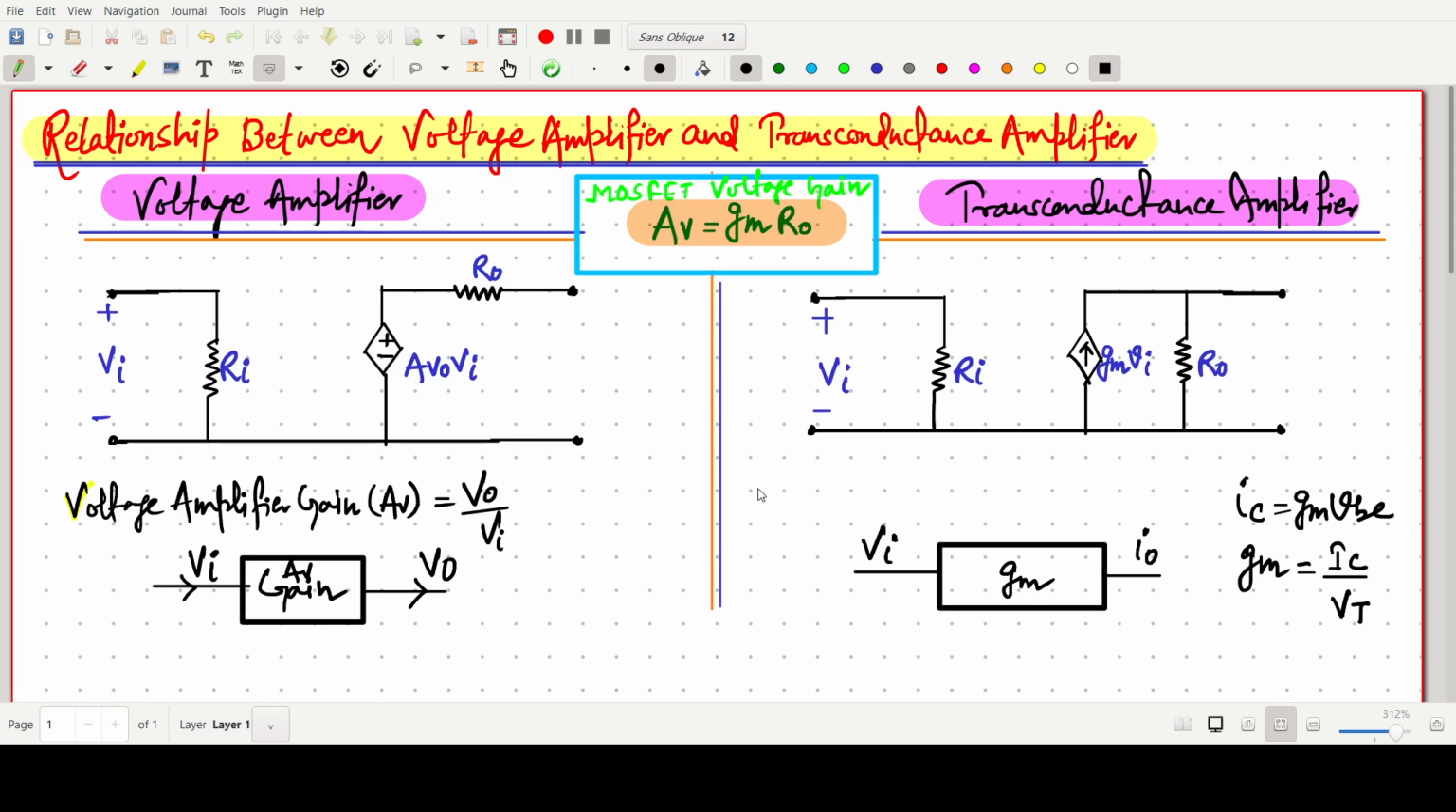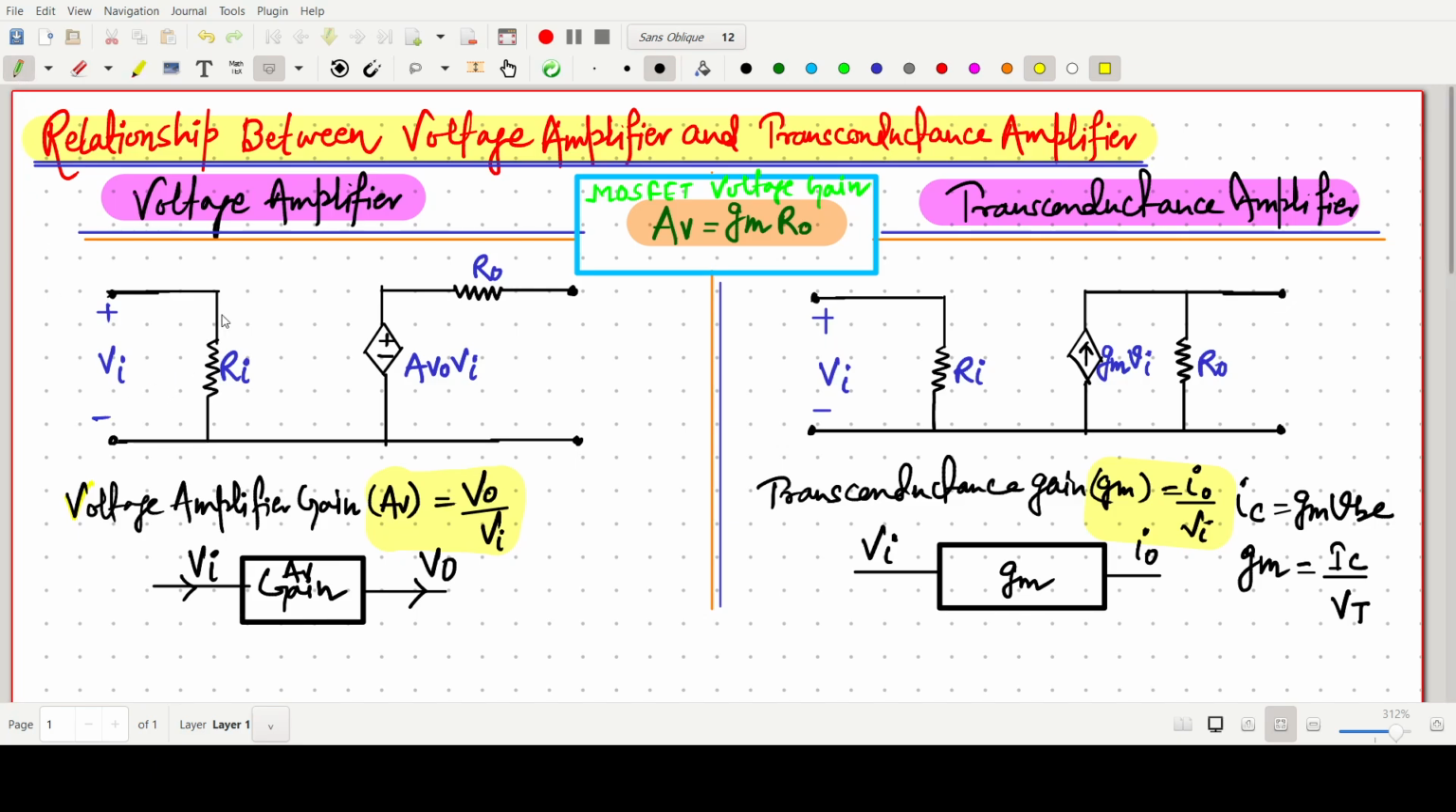A transconductance gain, the gm term, is simply Io by Vi, and Io equals gm Vb. If we know this formula, we can easily say the voltage amplifier gain is Vo by Vi, and the transconductance amplifier gain is Io by Vi. We can easily remember it as transconductance equals current by voltage: Io is the output and Vi is the input. So this one is the equivalent model.